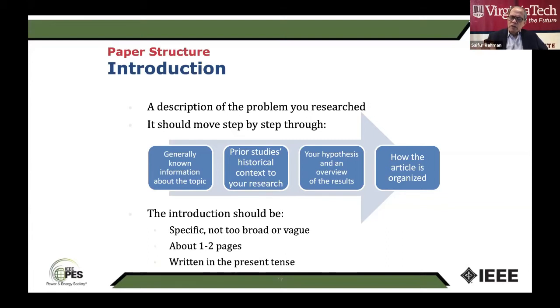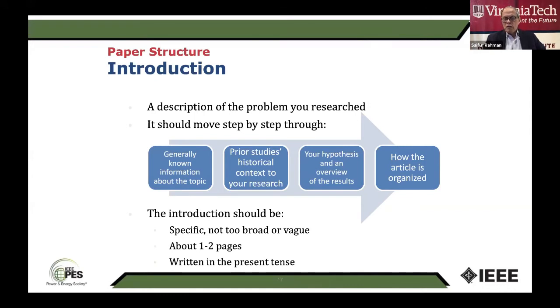Box number 2: prior studies, the historical context to your research. You are not doing research in a vacuum, right? You are doing some work because you know something has been done, and you make it better. So that's the prior research.